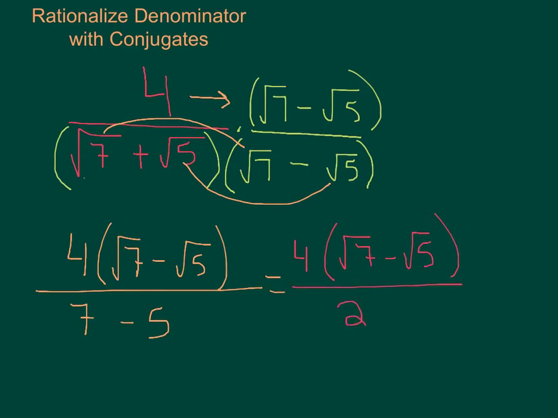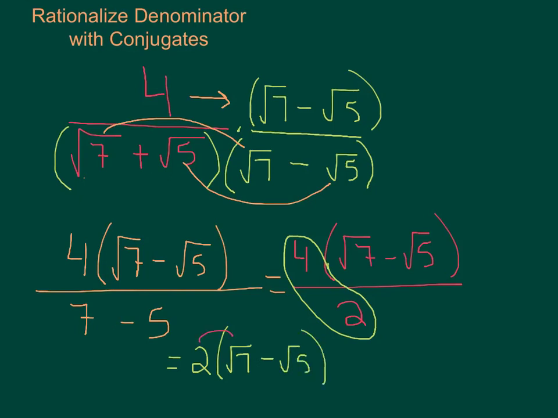2. And then look to see if you can simplify your coefficient with the denominator. 4 divided by 2 is 2. So I have 2 times the binomial square root 7 minus square root 5. And the last step, distribute the 2. So 2 square root of 7 minus 2 square root of 5. And there you go.